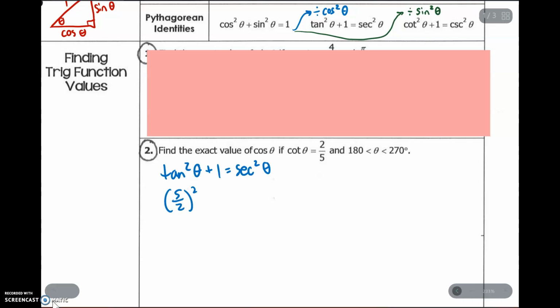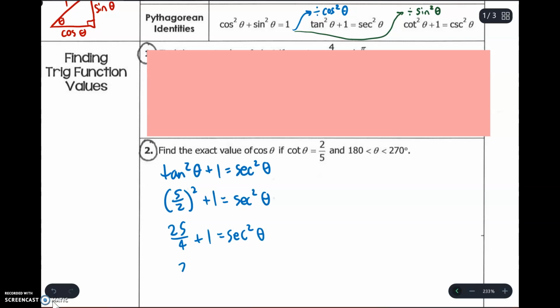So as long as I flip and use the reciprocal, 5 over 2, squared, plus 1 is equal to secant squared theta, which we don't know yet. But once we do know secant, all I've got to do is take another reciprocal, and that will find us our cosine at the end. Just got to take care of some algebra steps. So square, add 1, equal to secant squared theta.